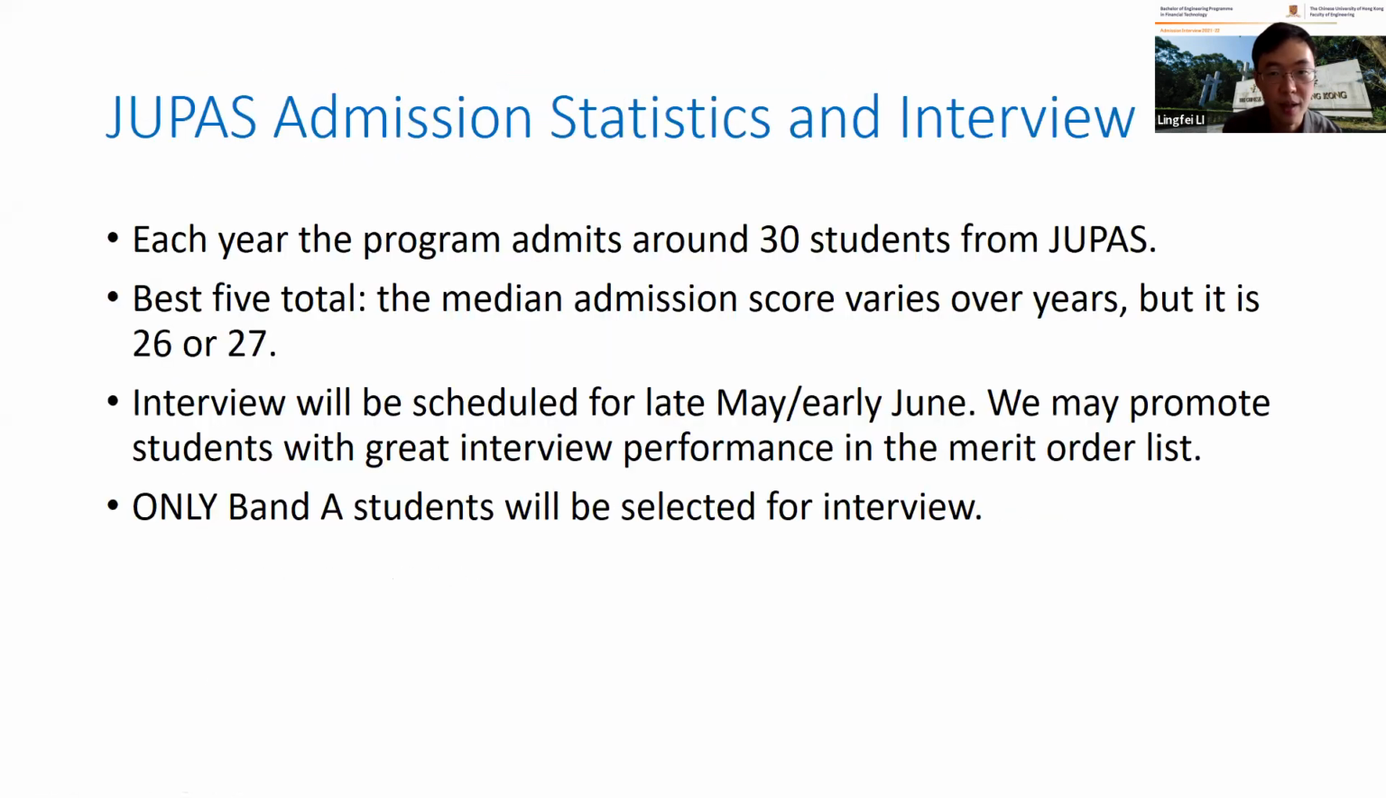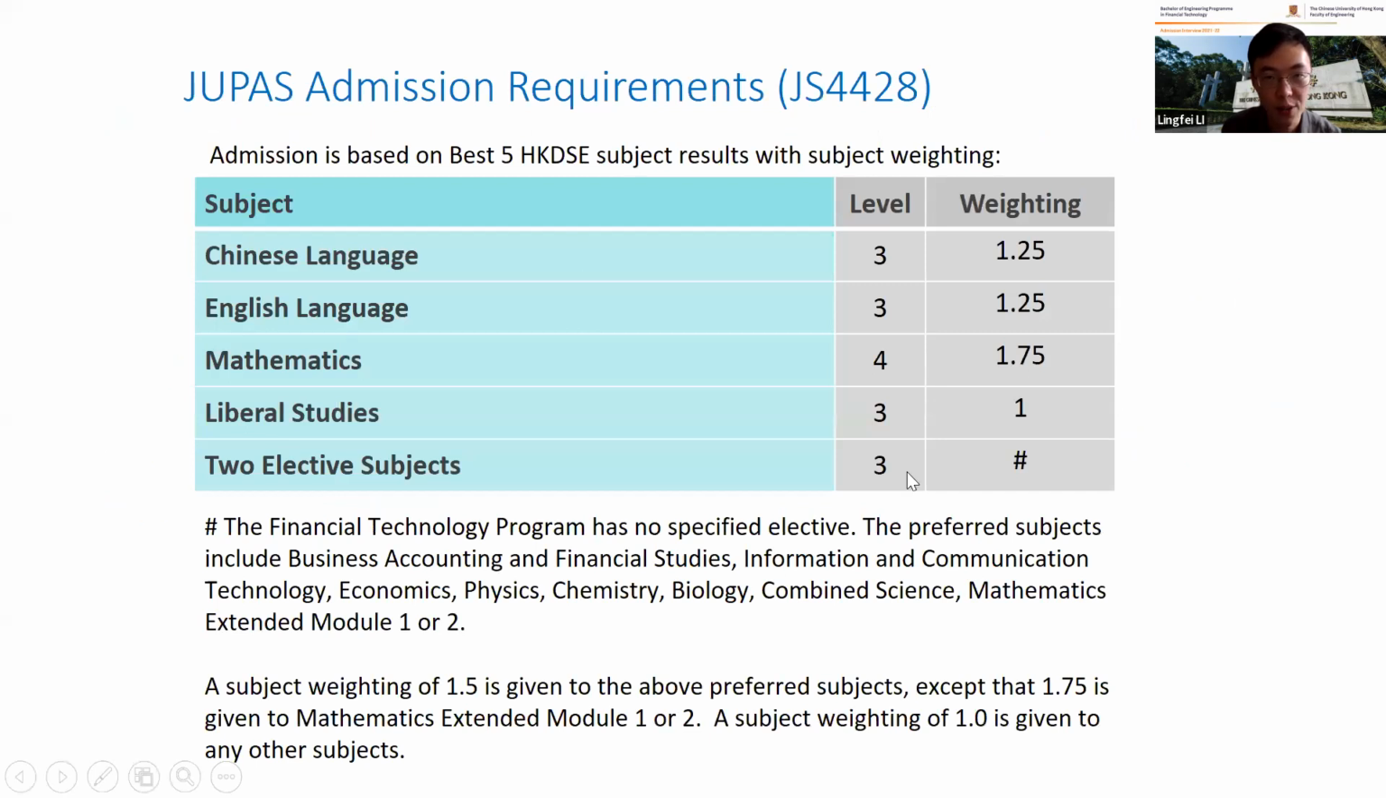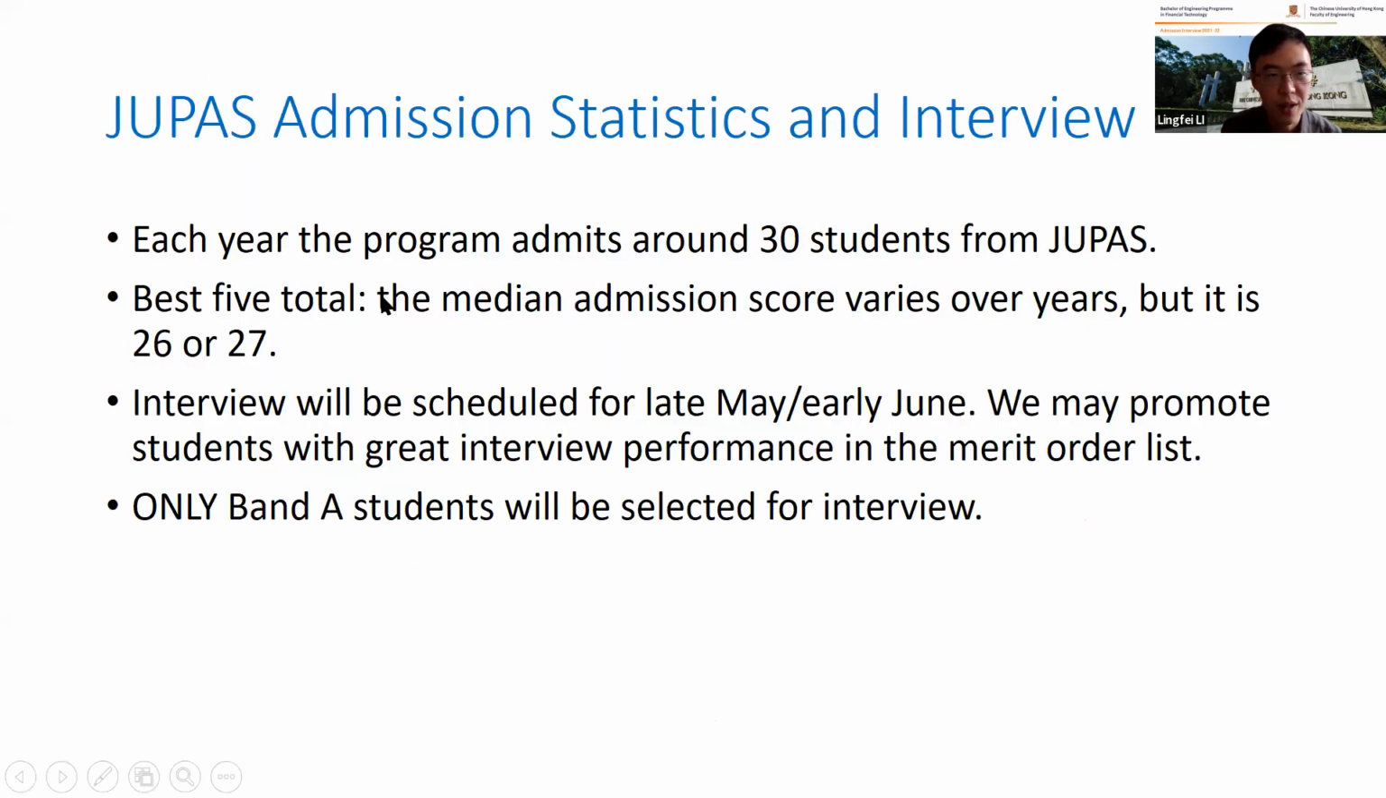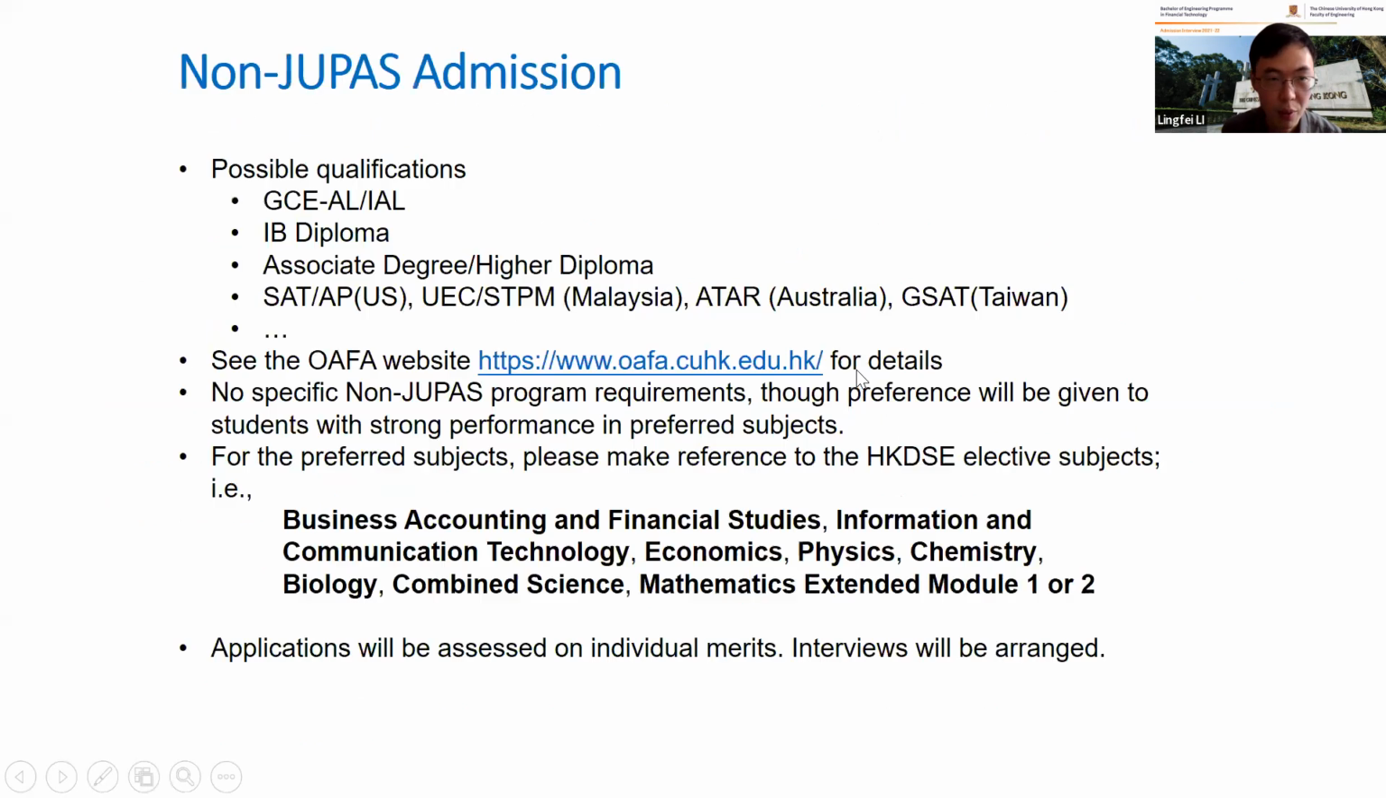For JUPAS, let me just briefly mention the requirements. You can find the requirements on our website. I can tell you the median score if you look at the best 5 total. We look at the best 5 subjects out of all the subjects you've taken, and sum up their scores. The median admission score is about 26 or 27 over the years. And we're also taking non-JUPAS students.